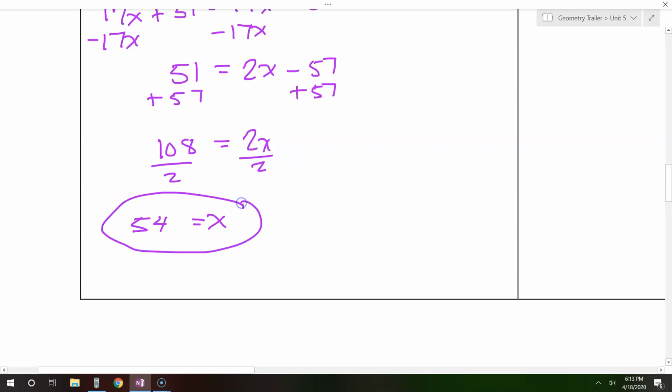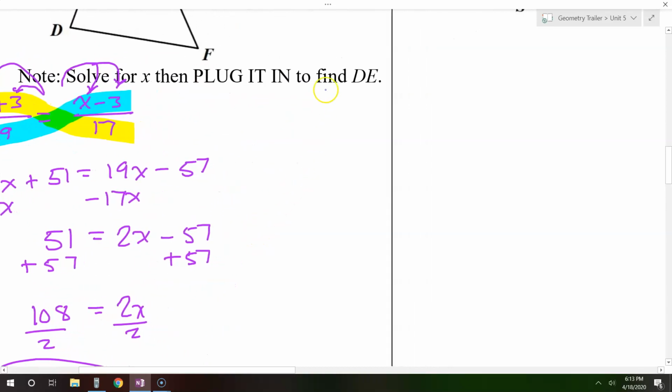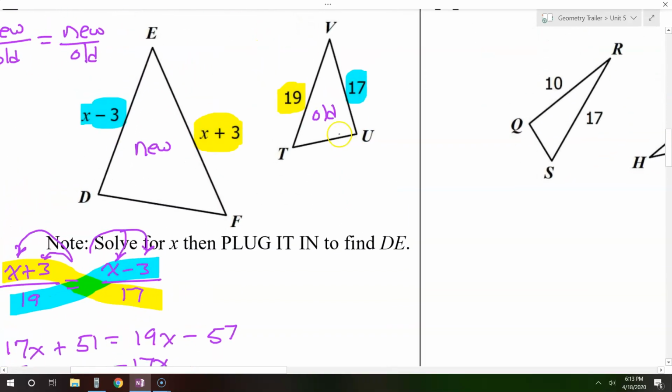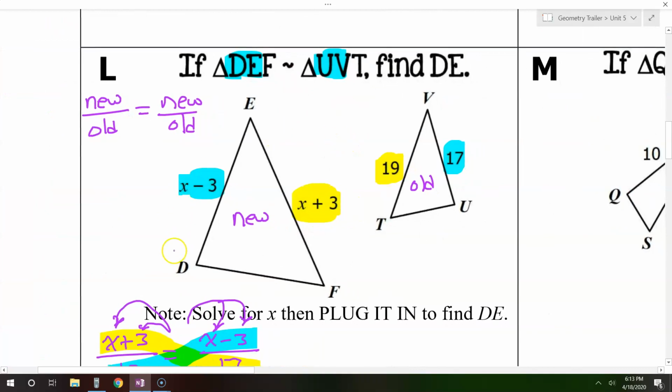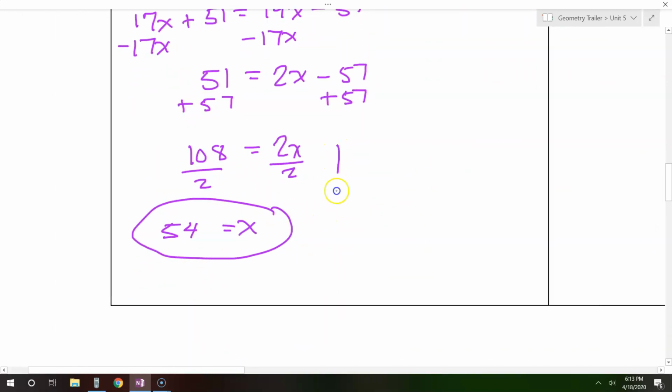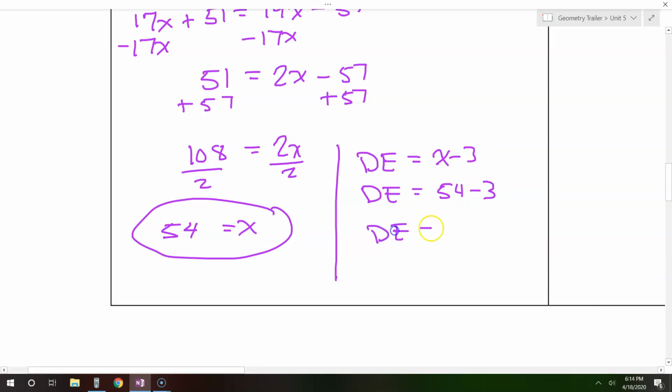Now, this is not the final answer because we're supposed to plug it in and find DE. Okay, DE. DE is right here, y'all. See it? So that's x minus 3. So that means that DE is going to equal x minus 3. So DE is going to equal 54 minus 3. Therefore, DE is going to equal 51. That is the final answer.